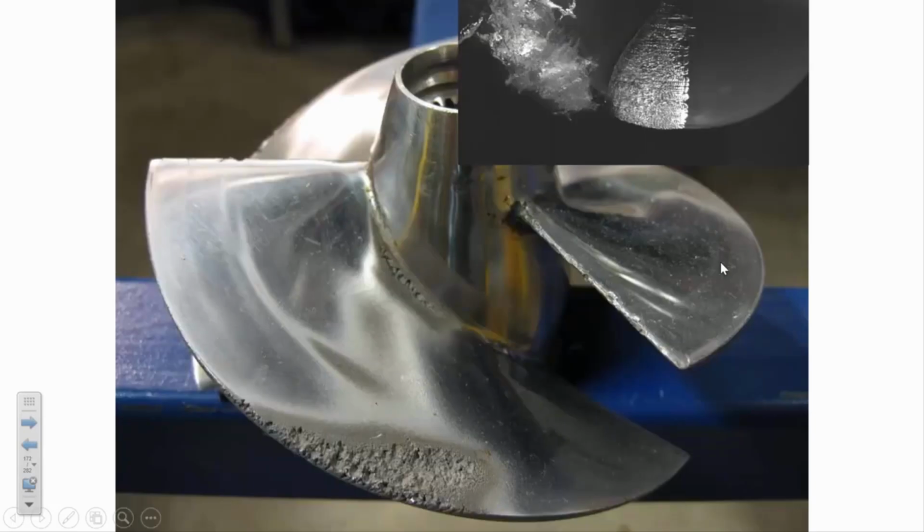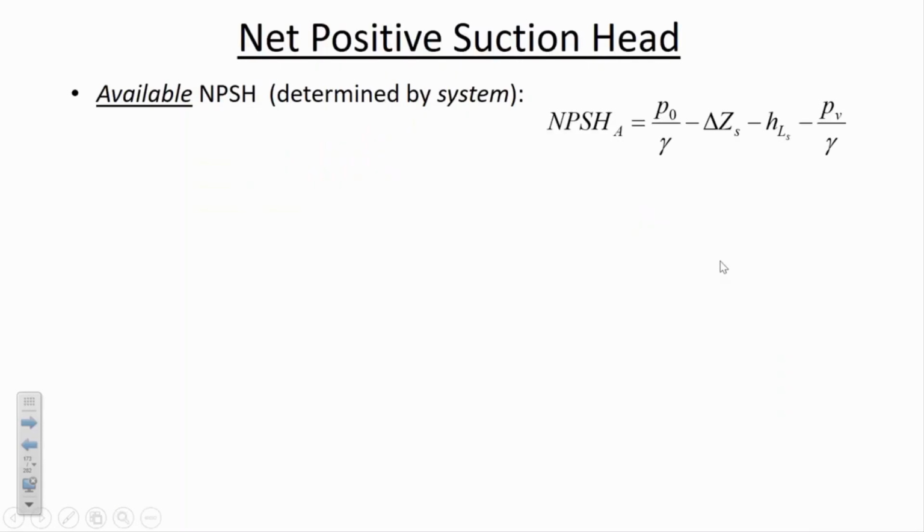The way that we can calculate whether cavitation is likely to occur is this formula. What you're calculating is something called the available net positive suction head. You can think of it as a safety factor of how far away you are from cavitation. And each pump manufacturer will give you the required NPSH, which is the minimum suction head that's required to prevent that pump from cavitating.